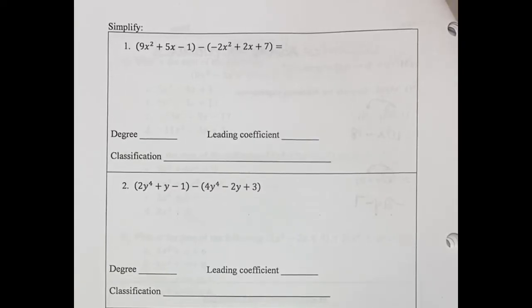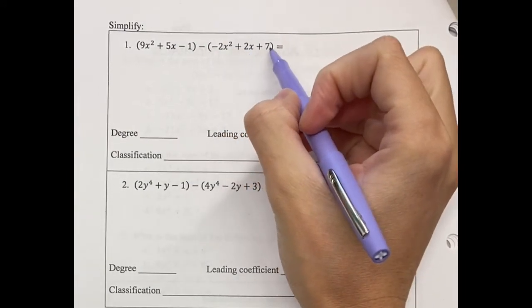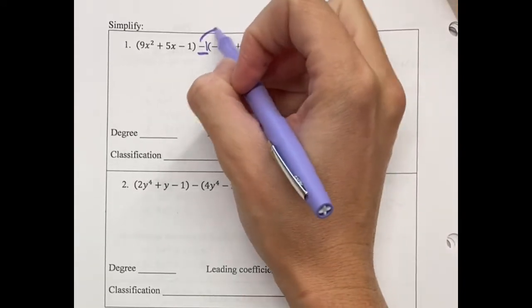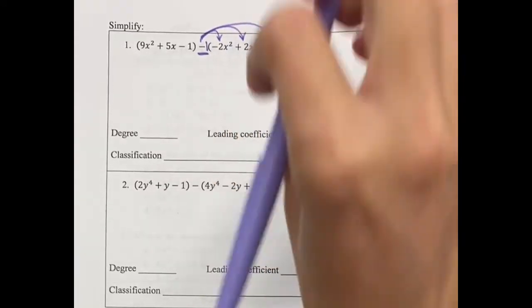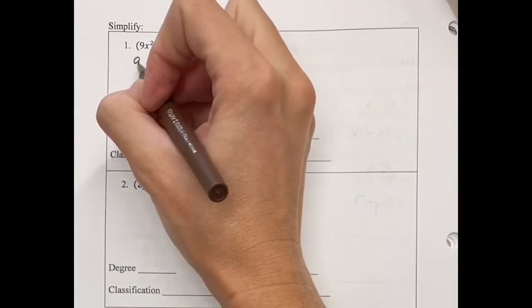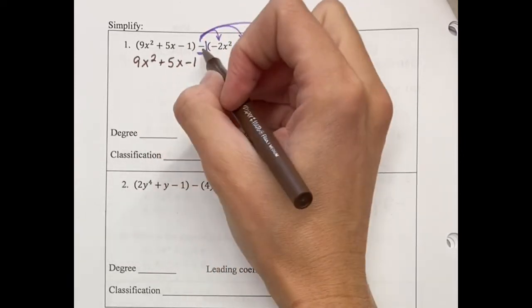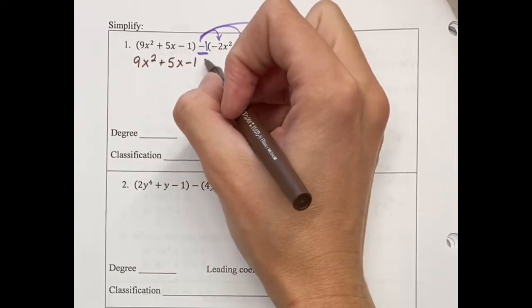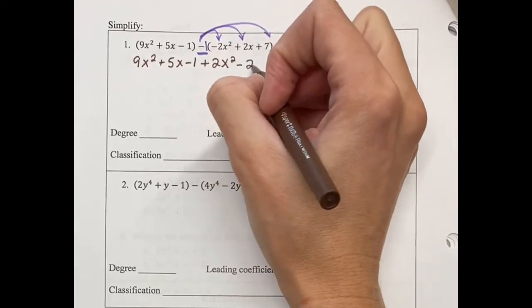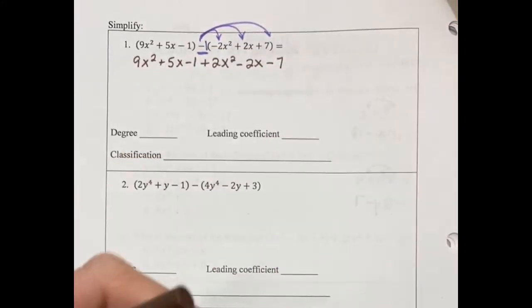We have 9x squared plus 5x minus 1 minus negative 2x squared plus 2x plus 7. There's an invisible negative 1 here because it's minus that I need to distribute. So I'm distributing that negative there. And then when I rewrite it, I just drop the first one down. I have 9x squared plus 5x minus 1. And then negative 1 times negative 2x squared becomes a positive 2x squared. Negative 1 times 2x becomes a negative 2x. Negative 1 times 7 becomes a negative 7.